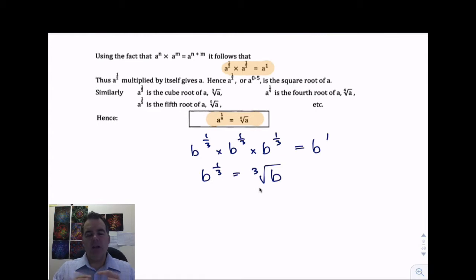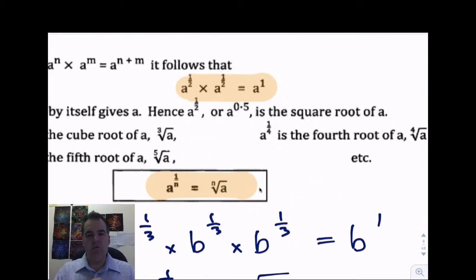The last rule here is a law for fractional indices, and it all comes from this simple observation: if you multiply a to the half times a to the half, you get a, because you're adding the powers. So you've got two numbers multiplied together to give you a. That's got to be the square root. The square root of a times the square root of a is equal to a.